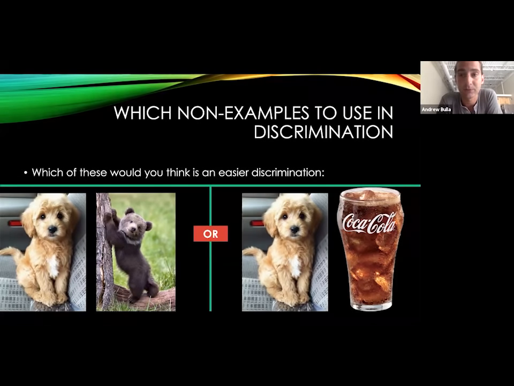However, the bear and the dog share multiple features with each other, making those more likely to be confused by the learner. So when we're planning and designing our instruction, we want to make sure that we're teaching those fine discriminations between that dog and that bear. Because a learner is probably not going to struggle with the difference between that Coca-Cola and the dog.